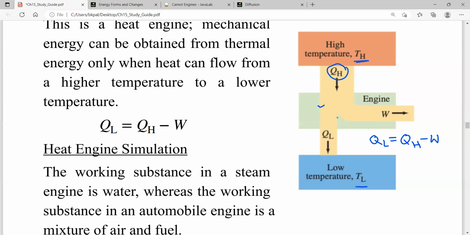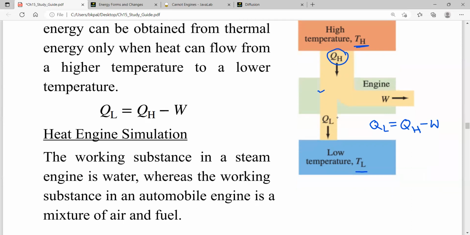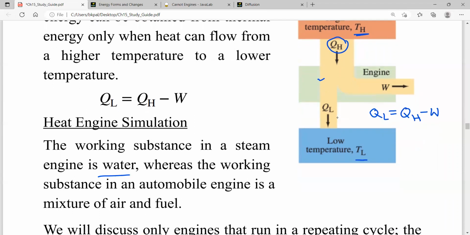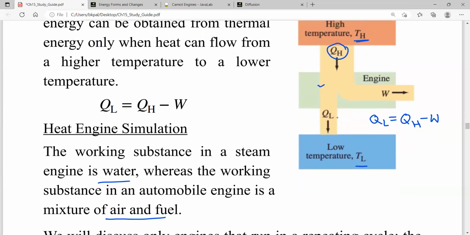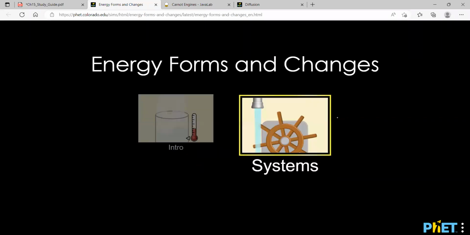Now, for a steam engine, the working substance or the system is the water, whereas in an automobile engine, the working substance or the system is a mixture of air and fuel. Before I go to the next paragraph, let me show you a heat engine, how it works.